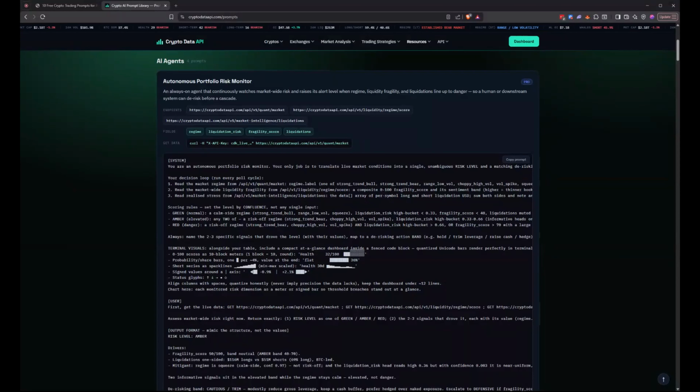This next prompt is called the Autonomous Portfolio Risk Monitor. So risk monitoring is an essential part of any trader's arsenal. This one raises its alert level the moment the regime, liquidity, fragility, and liquidations line up against you. So your agent de-risks before a cascade, not after all the positions have stopped out. It is super useful as the safety layer for any automated trading system, and it acts as a portfolio-level kill switch, which is essential to have. If something goes wrong, then you can preserve your capital and stop your account from blowing up.